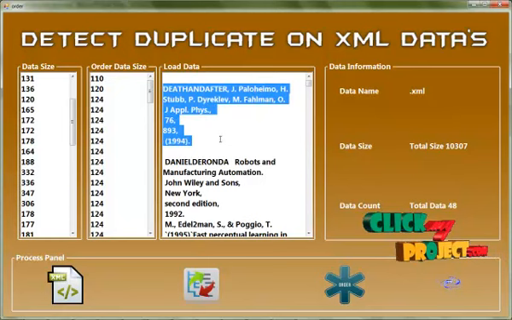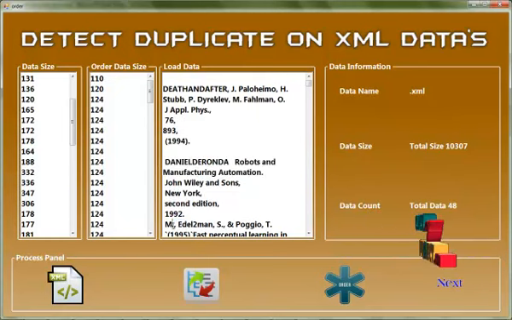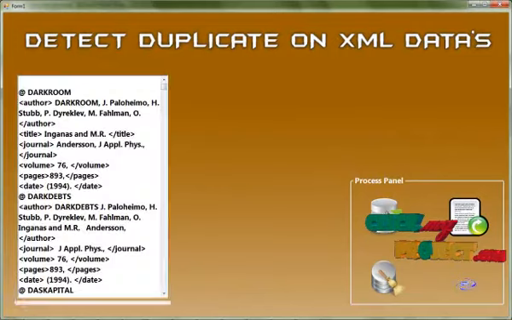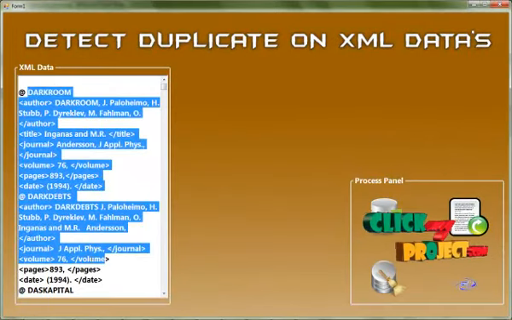This is 110, this is 120, this is 124. All the information is ordering for our process. This is our ordering process information. Then click the next process. This is our ordering data load process.